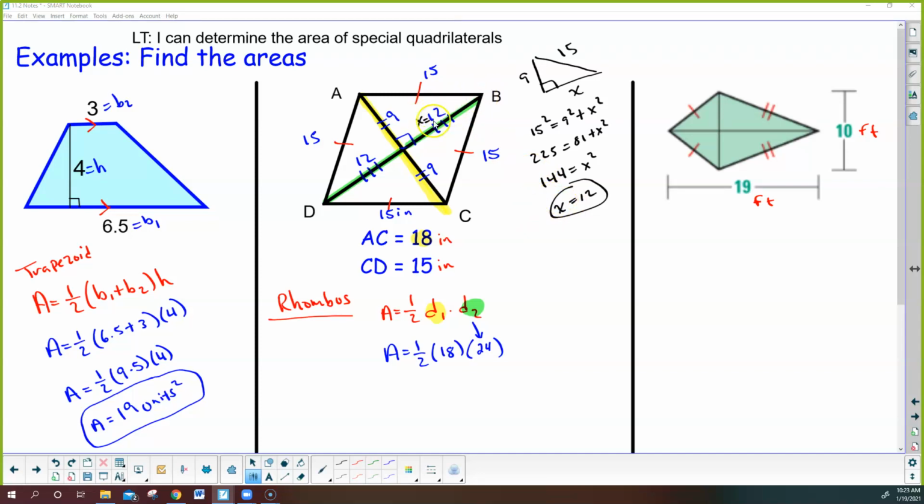And then just remember that 12 has to be doubled to get the full length. And then the quick thing is just multiplying. Half of 18 is 9, and 9 times 24 gives me the area of 216. And then I decided to call these inches, so inches squared.